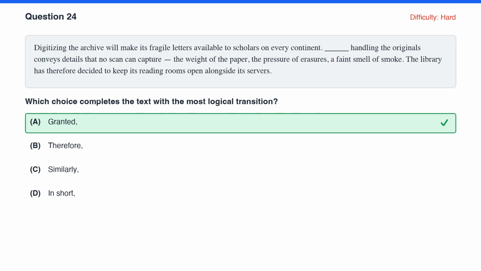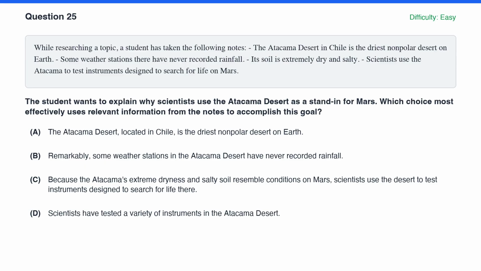The student wants one sentence that explains why scientists treat the Atacama as a stand-in for Mars. So we need a reason, not just a fact. Look at the notes. The soil is extremely dry and salty, and those harsh conditions are what make this desert resemble Mars. Choice A just calls it the driest nonpolar desert. True, but it never mentions Mars at all.